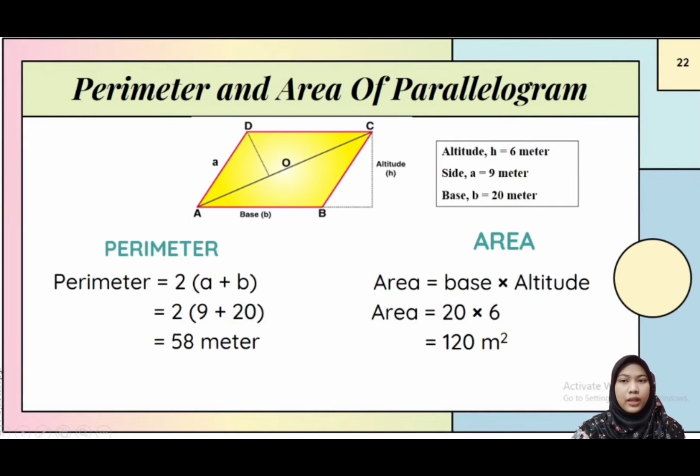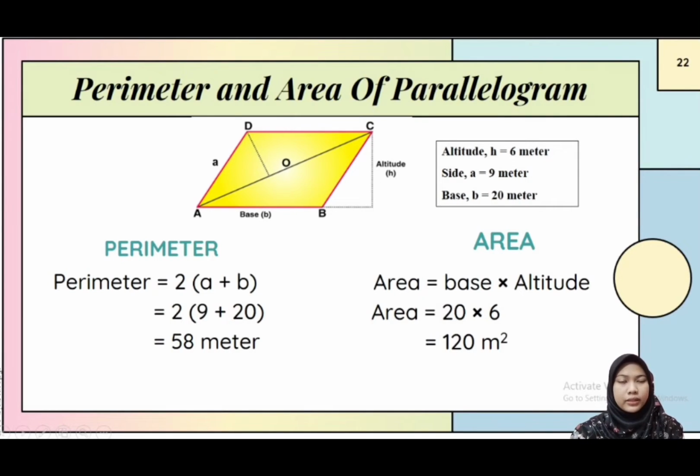Okay, from the picture, we can say that DA is the length A, line AB we call the base, and the height we say as altitude, H. So how to obtain the perimeter? The formula is 2 multiplied by A plus B.